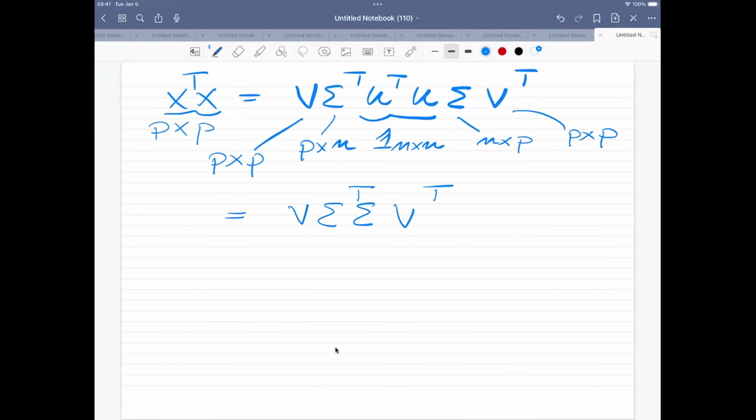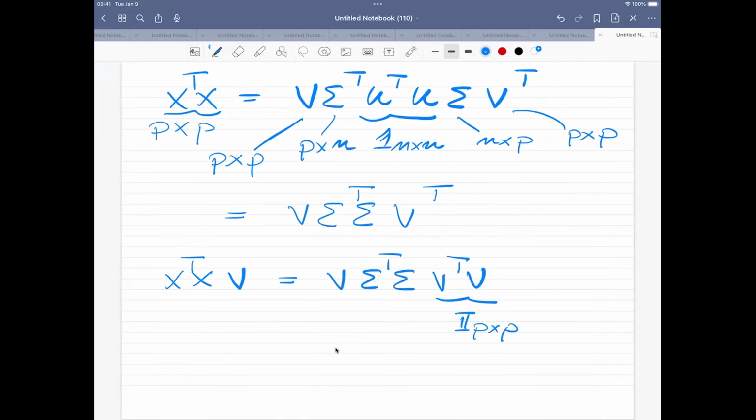Now, this is interesting. Why is it interesting? Now, if I multiply X transpose times X and multiply that with V here, that is given by V times sigma transpose times sigma times V transpose times V. And this is just the identity matrix of dimensionality p times p.